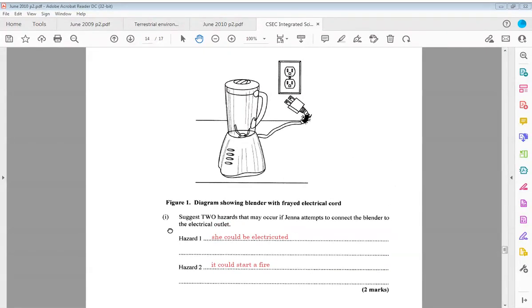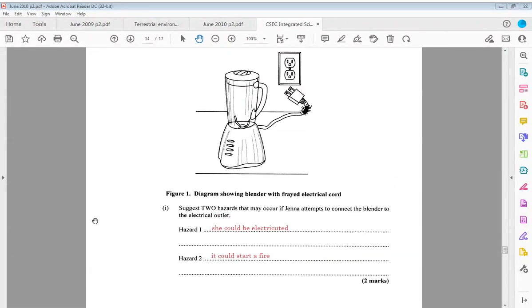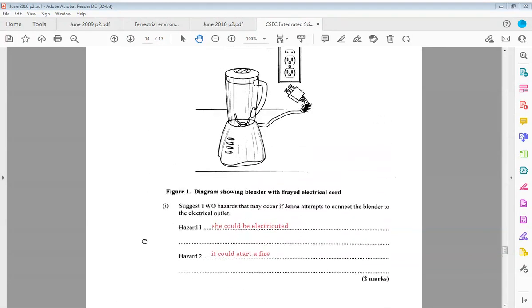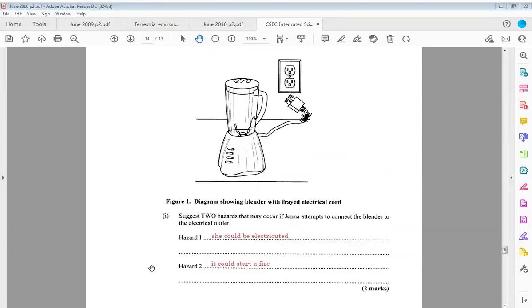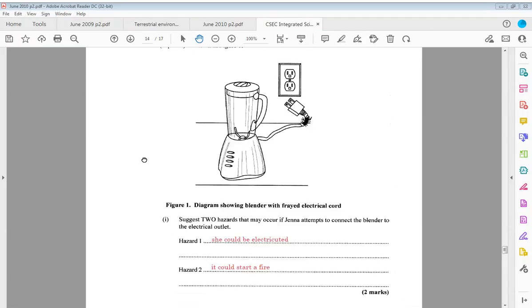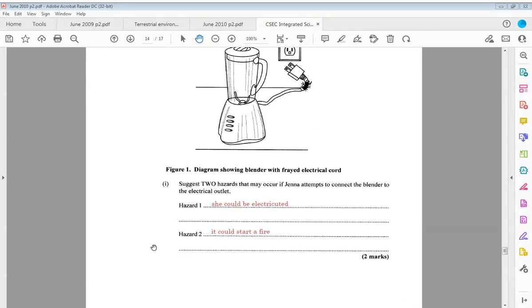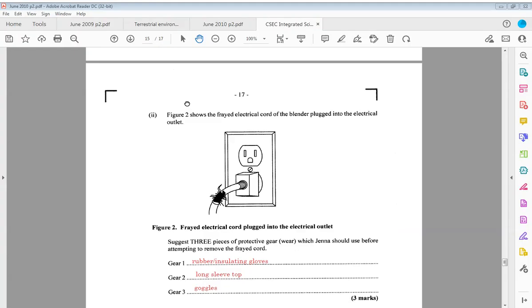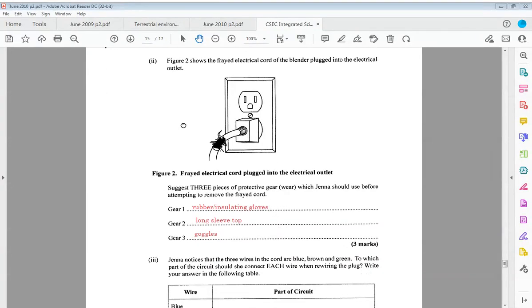So one, they're saying suggest two hazards that may occur if Jenna attempts to connect the blender to an electrical outlet. So hazard one could be she could get electrocuted because we're talking about water and electricity here, right? Or it could possibly start an electric fire, especially if she has things next to it that could be used as fuel, and in this case you have the electricity there, right?